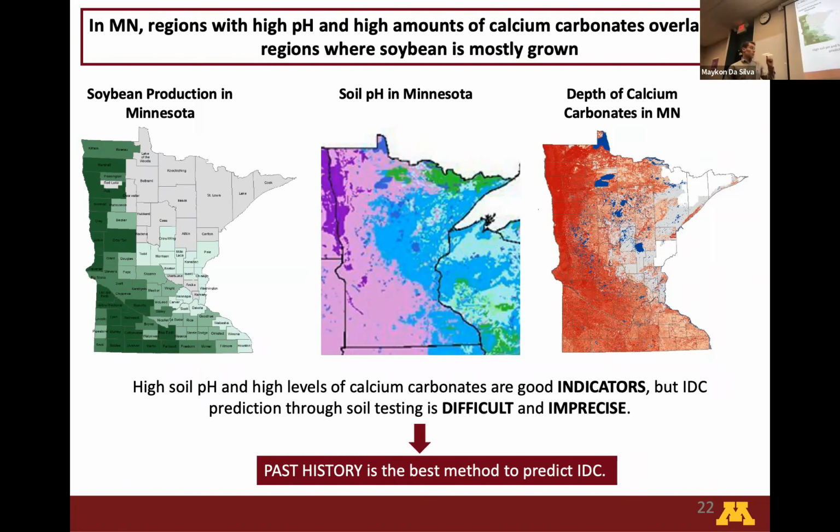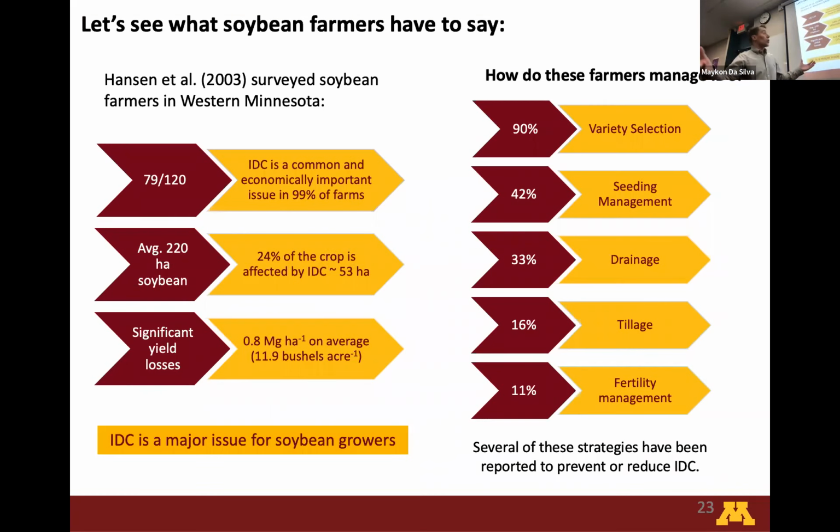However, it's important to point out that while high soil pH and high levels of calcium carbonates are good indicators of high IDC risk, its prediction through soil testing is difficult and imprecise. Therefore, the best method to predict IDC is through past history. So let's see what soybean farmers have to say about it then.